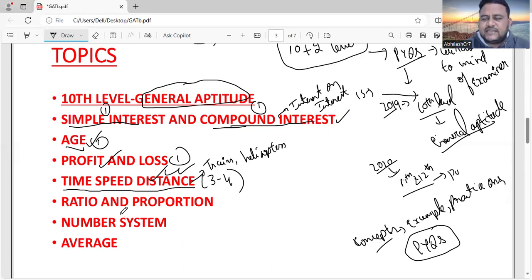Ratio and proportion. Again, a very important topic, friends. This is carrying how many marks, friend? This is carrying 2 marks.